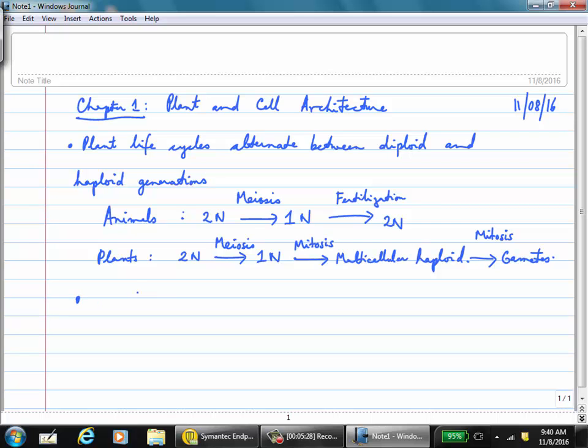So yeah, I can just mention the terms gametophyte and sporophyte generations.